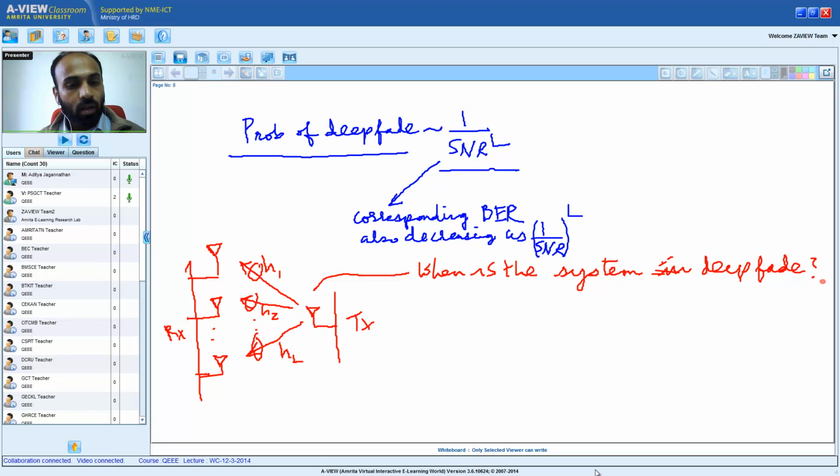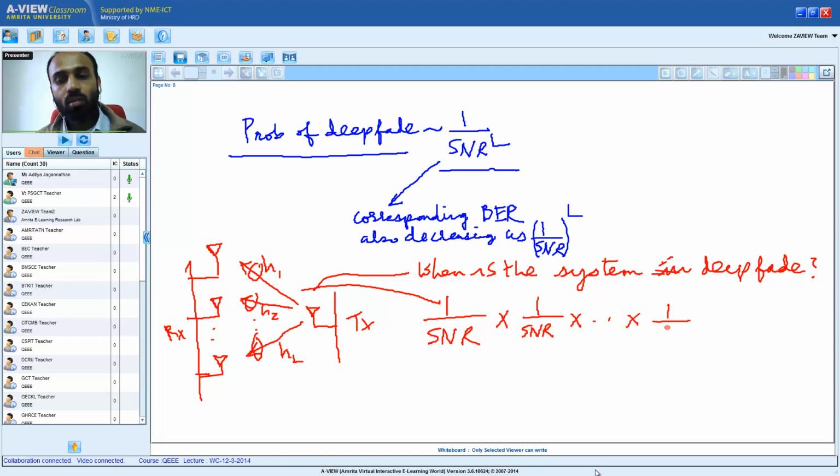Therefore, the system is in a deep fade, that is, communication is not possible, only if all the L links are in a deep fade. Now the probability of each link being in a deep fade is 1 over SNR. Therefore the probability of L independent links being in deep fade is 1 over SNR times 1 over SNR times 1 over SNR, which is equal to 1 over SNR to the power of L.